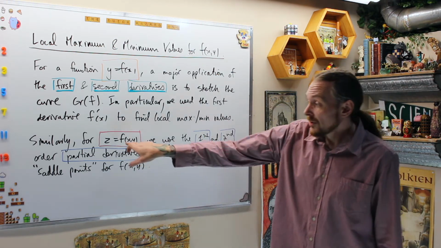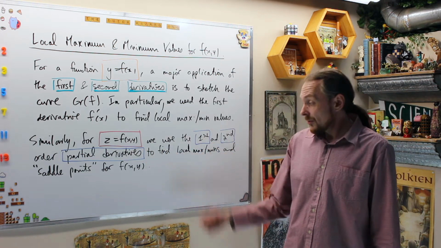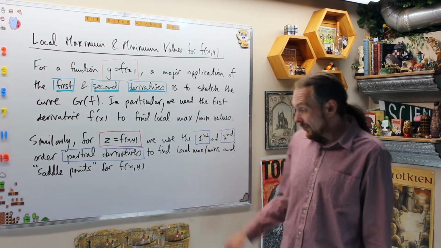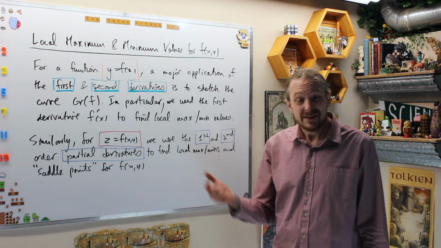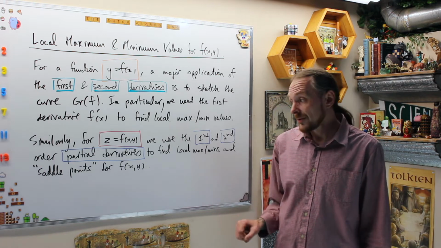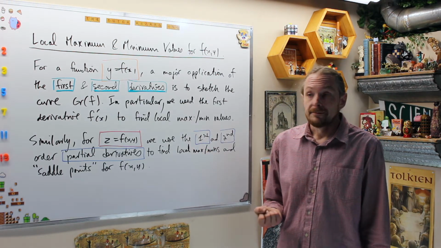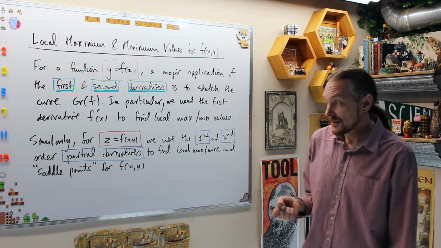For a function of two variables, I want to use the first and second order partial derivatives to sketch that surface, but in particular I want to use the first partial derivatives to help me find, and in this case we're actually going to have to use the second partial derivatives to find out where local max, mins, and saddle points are. Let's give the definition of local max, min, and saddle point.